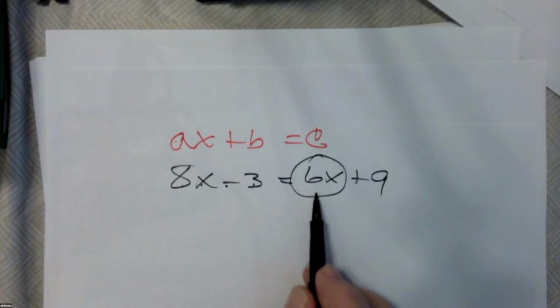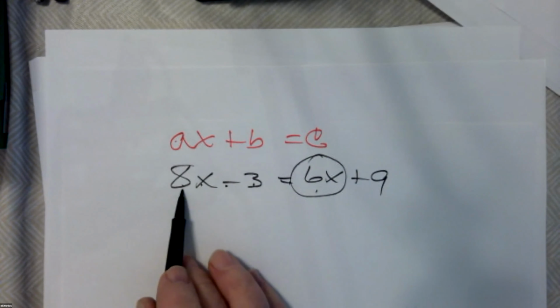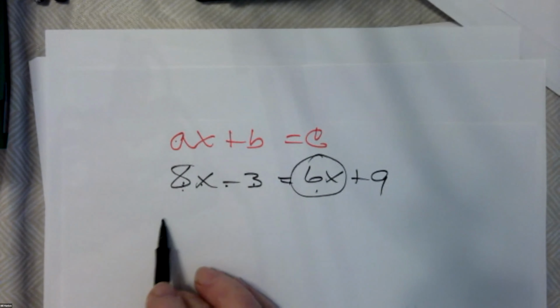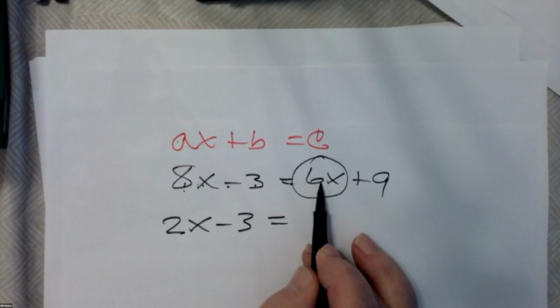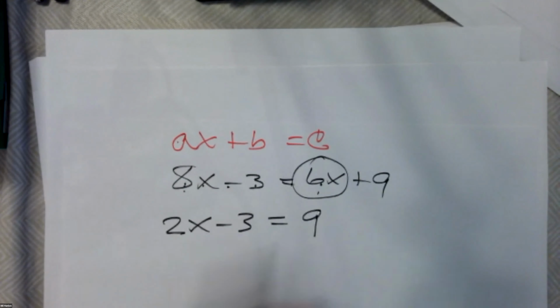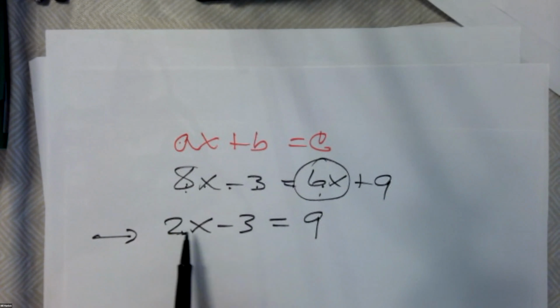I have that 6x over there, which is not in the ax plus b equals c format. So I'm going to subtract 6x from both sides. In terms of subtracting 6x from both sides, 8x minus 6x is 2x minus 3. The 6x minus 6x disappears, and that's equal to 9. And then lo and behold, I have a problem in the ax plus b equals c format.